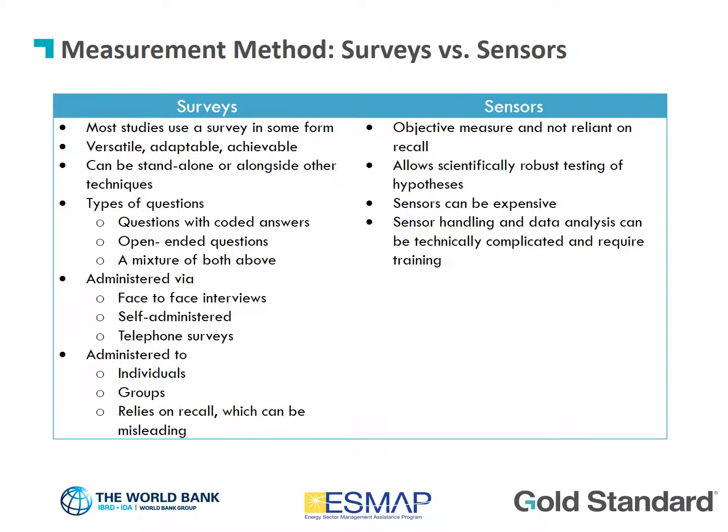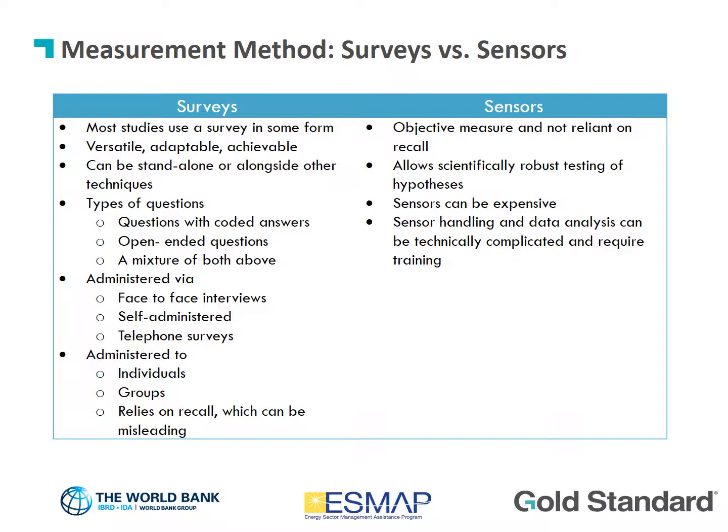So as we just discussed, there are two primary methods for measuring stove use, surveys and sensors, and there are definitely pros and cons to each. Surveys are used very often because most studies already are collecting some kind of information via a survey, which makes them really accessible. They're also versatile, adaptable, and achievable. They can be standalone or alongside other technologies, such as sensors.